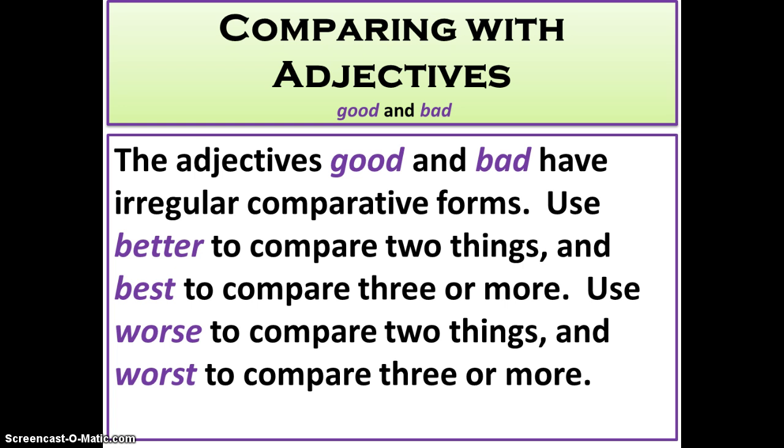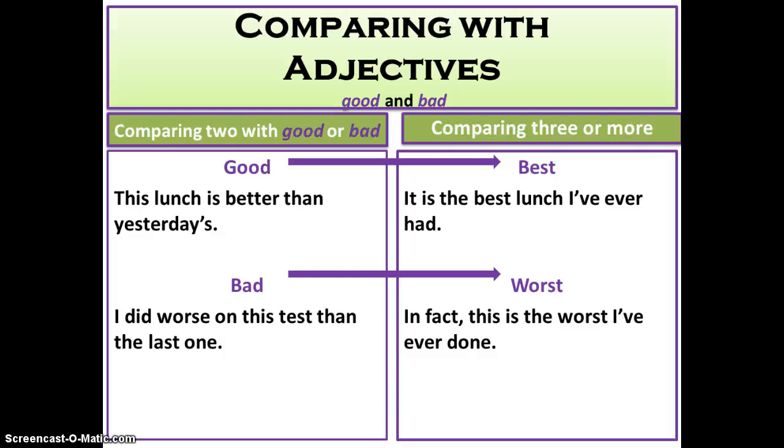Welcome back. Now we're going to look at comparing with adjectives using good or bad. The adjectives good and bad have irregular comparative forms. Use better to compare 2 things and best to compare 3 or more. Use worse to compare 2 things and worst to compare 3 or more. Let's look at some examples.